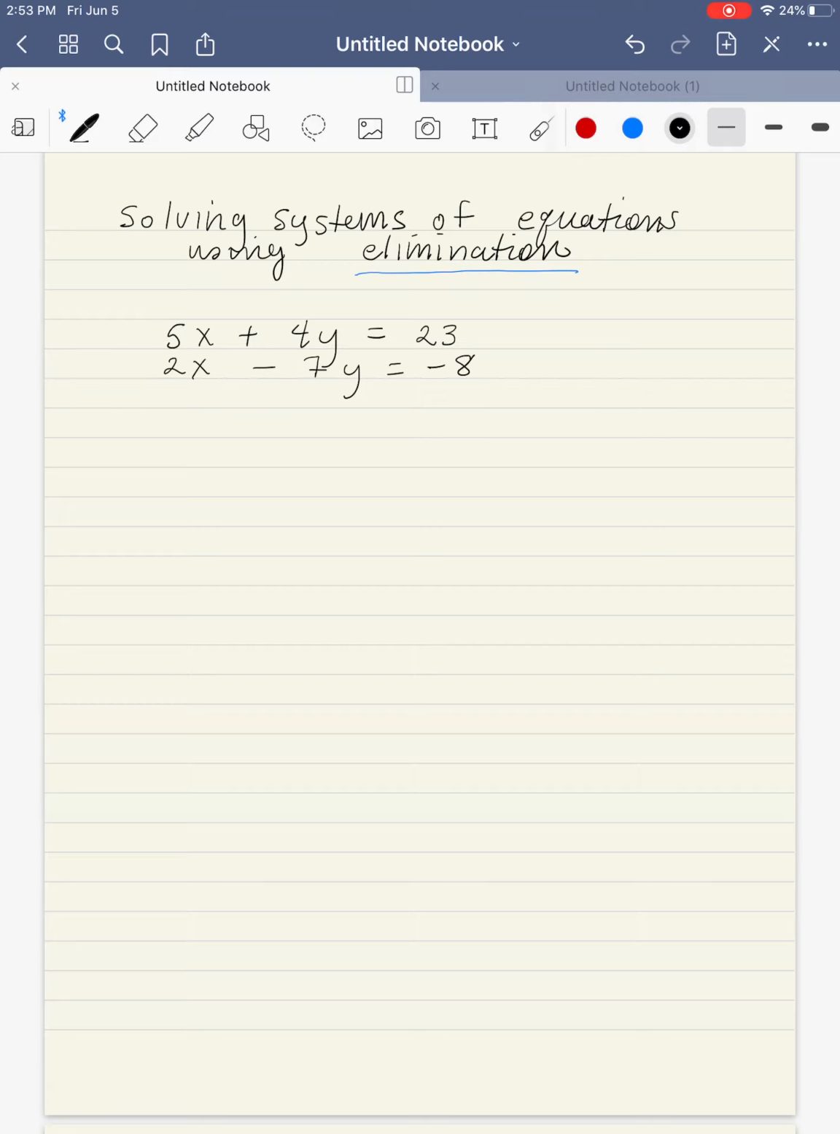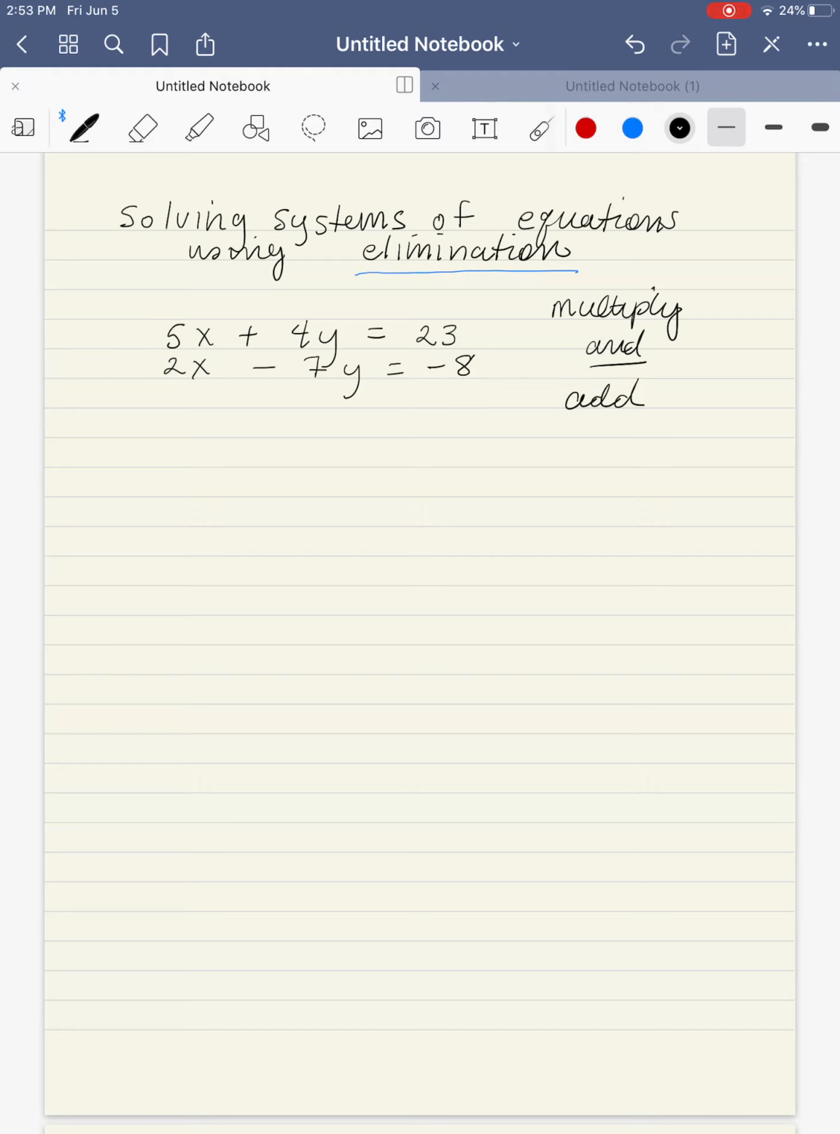To use the elimination method, you're going to have two steps. You're going to multiply, and you're also going to add. And what we're trying to do is look at the coefficients either of x or of y and get the same number, one positive and one negative, so that when we add the two equations, we eliminate that variable.